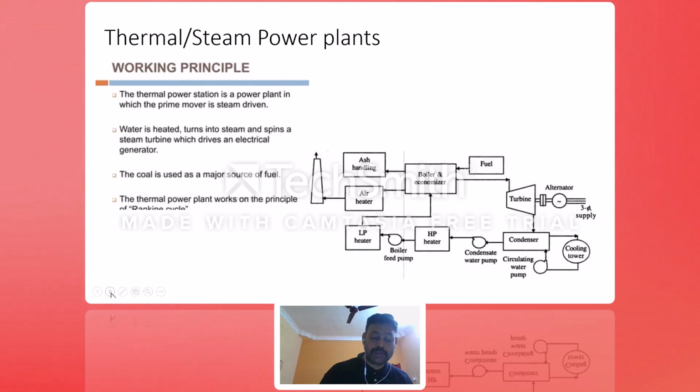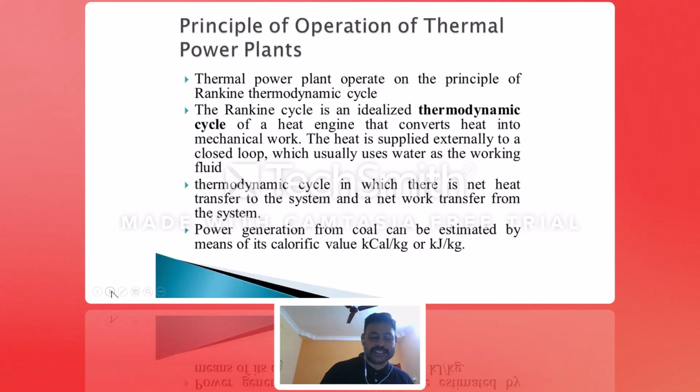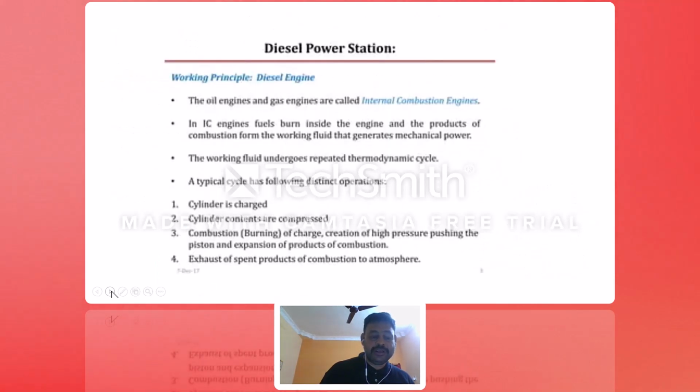Similarly, if you are burning coal, generating more heat input, more pressure will come. Therefore, that excessive pressure rotates the turbine. This is the simple concept of the thermal power plant. Next, I am coming to the diesel power plant.